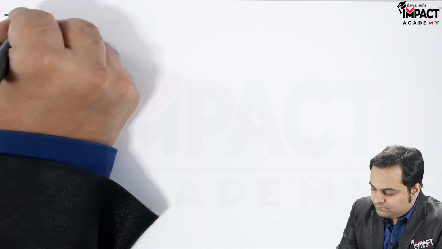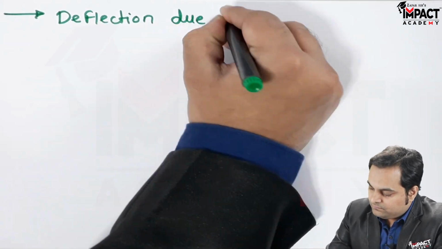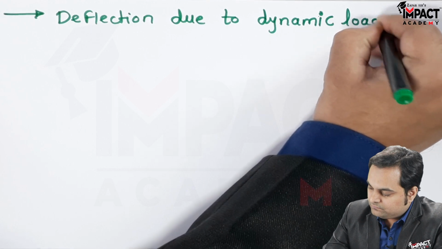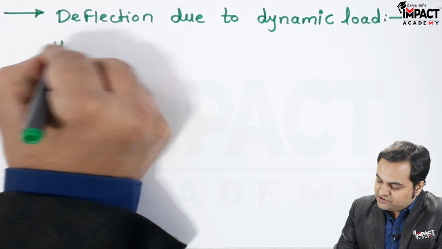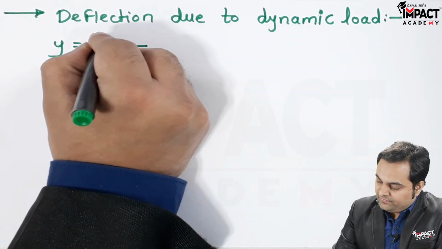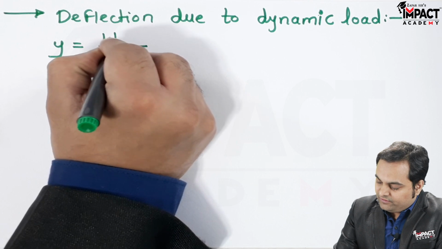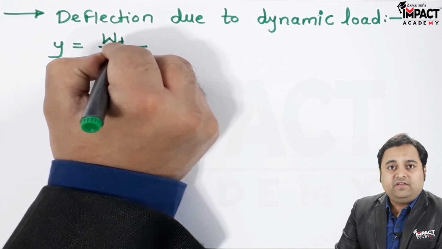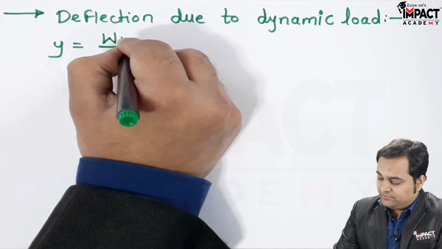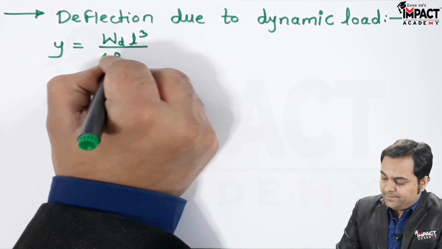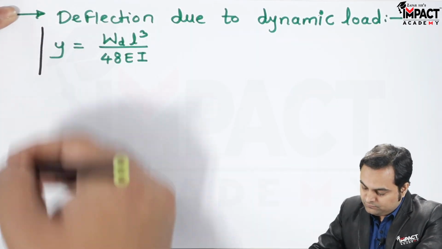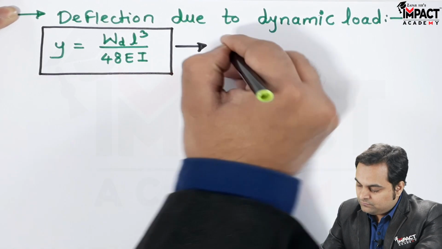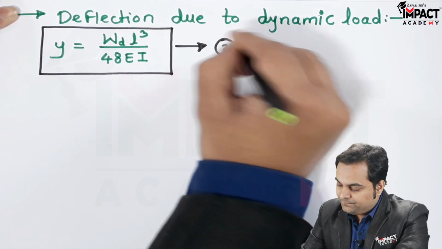after getting the critical speed of the shaft, deflection due to the dynamic load, and that deflection will be denoted by small y, and the formula is, now it is W suffix d, where W suffix d is the dynamic load considering the rotation of the shaft, L cube upon 48 EI. I am keeping this as equation second.